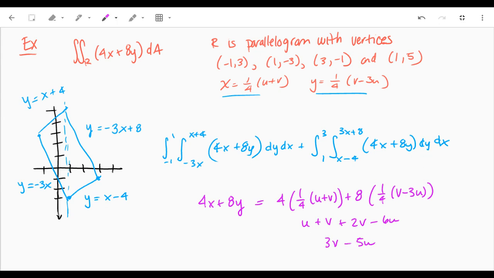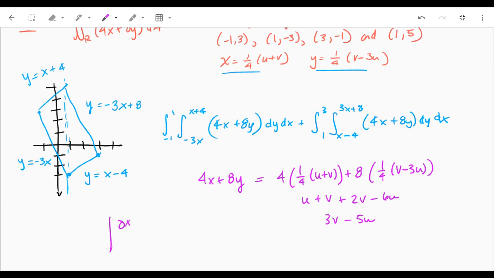And then, excuse me, we will do our Jacobian. So we'll do the dx du, dx dv, dy du, dy dv. Okay, so dx du would be 1/4. Dx dv would also be 1/4. Dy du would be -3/4. And dy dv would be 1/4.